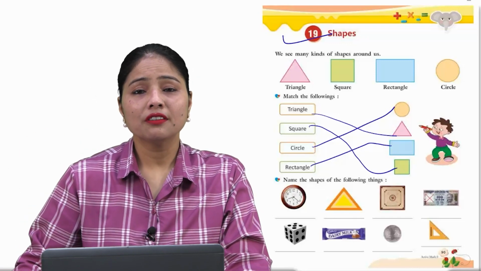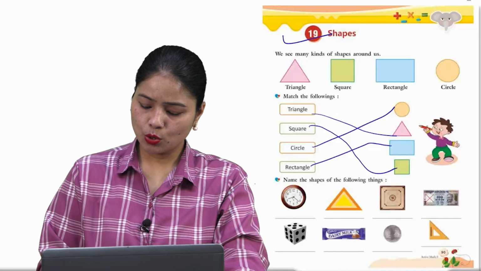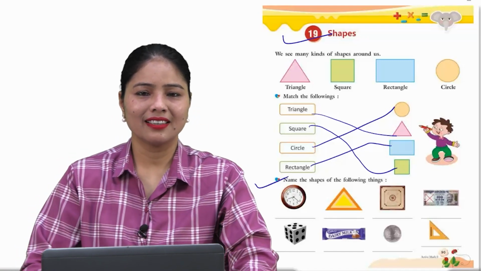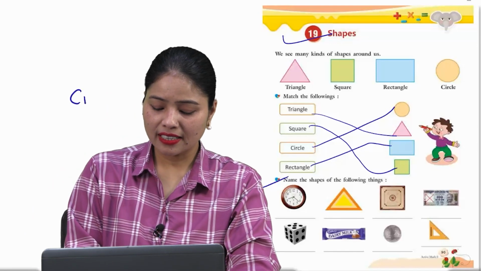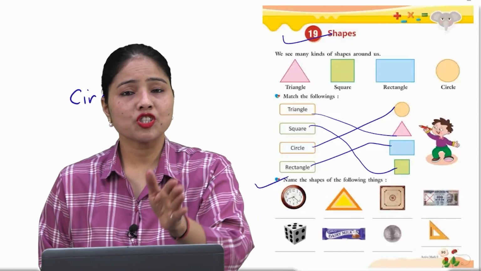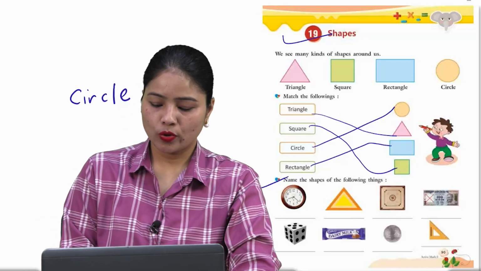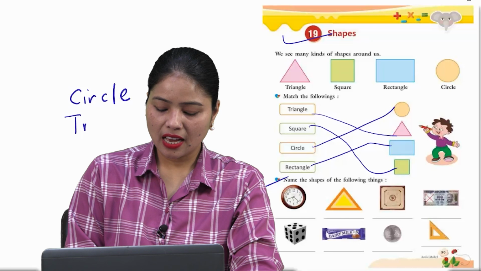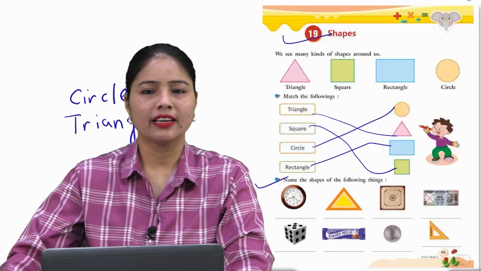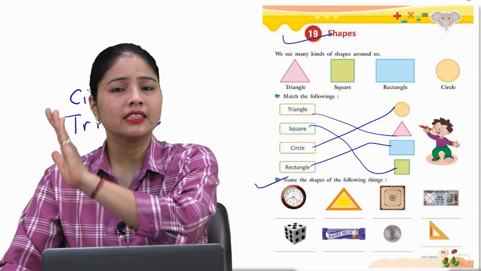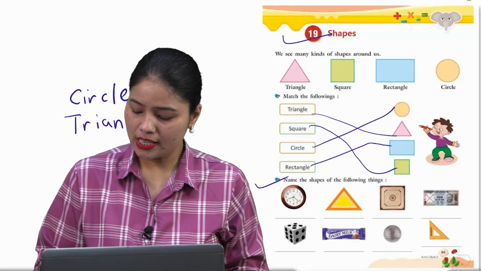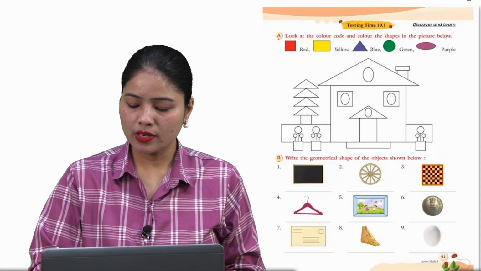Name the shapes of the following things. Okay beta. So this is clock and clock is just like circle. Yes. So write it circle. C-I-R-C-L-E circle. And next shape is triangle. So write it triangle. So these are the other things. Now you have to just find the exact shape of that one. Okay. So now beta move on next one.